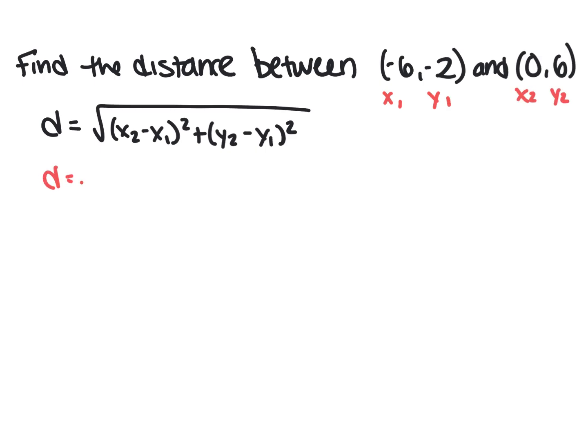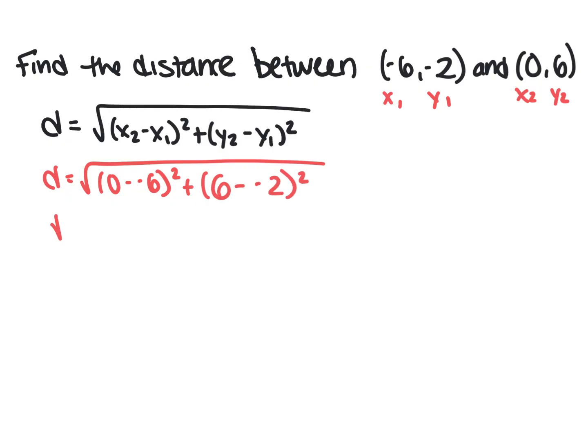Then if I fill in my formula, it's going to be the square root of x2, which is 0, minus x1, which is -6, squared, plus y2, which is 6, minus y1, which is -2, squared. If I continue to simplify, 0 minus -6 becomes 0 plus 6, so it's just 6 squared. And 6 minus -2 is 6 plus 2, which becomes 8 squared.